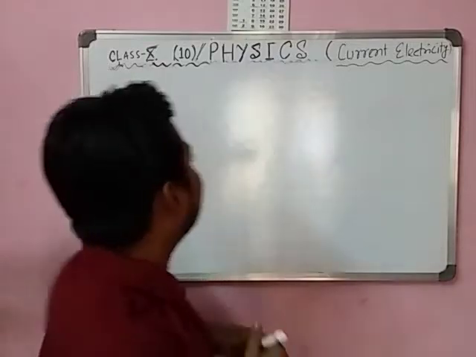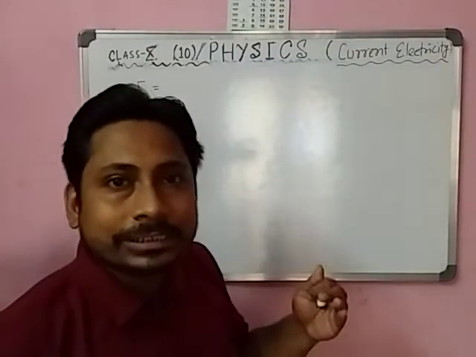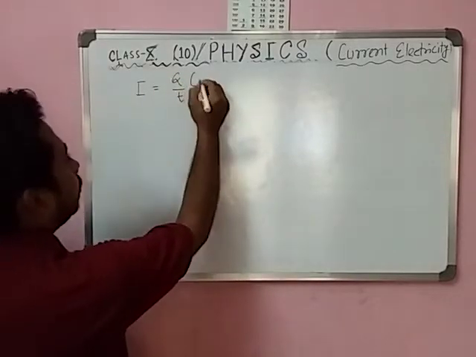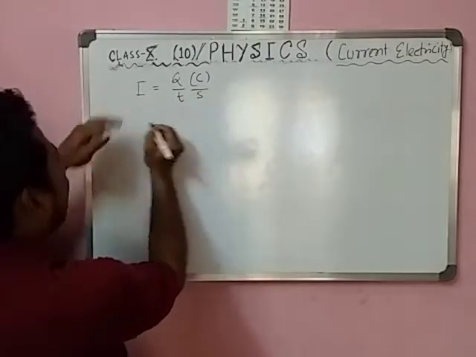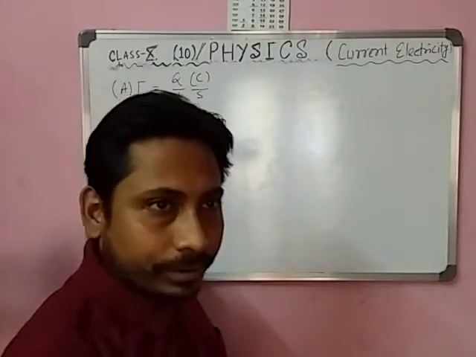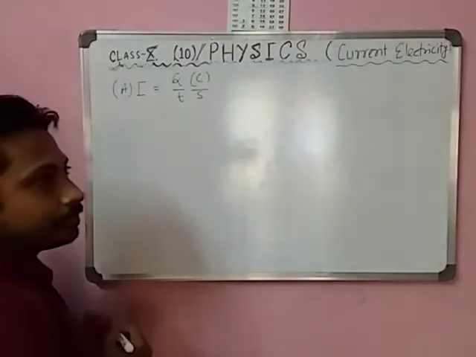Number 1, current I is the rate of flow of charge, I = Q by T. The unit of charge is coulomb, time is in seconds, and the unit of current is ampere. A means ampere. The measuring instrument is the ammeter.